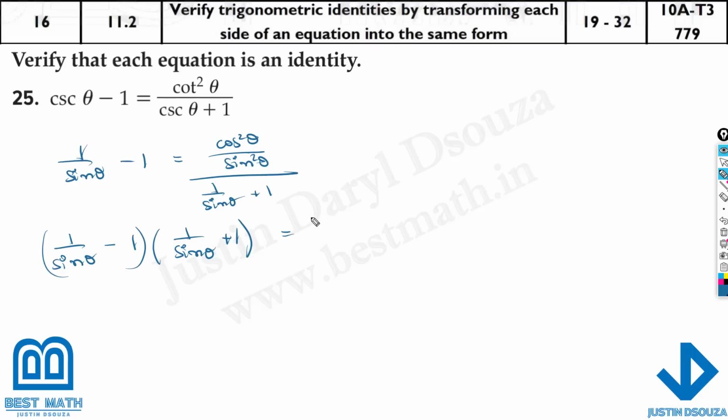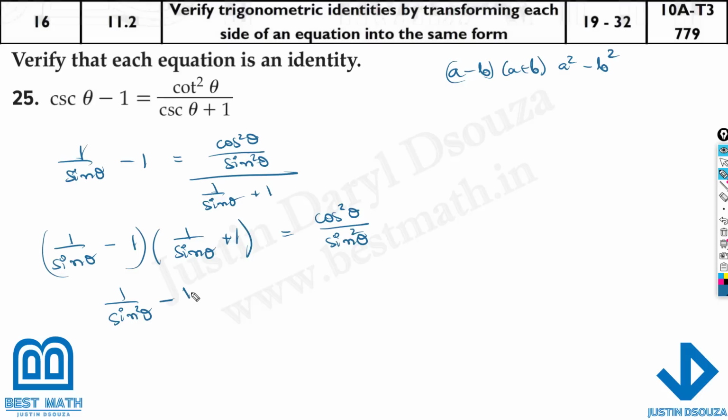Now here what is remaining? It is cos squared theta by sine squared theta, right? So what about this one? Let's multiply, I mean, not multiply, it is a minus b, a plus b. That is a squared minus b squared. So here it will be 1 by sine squared theta minus, what is the second term?